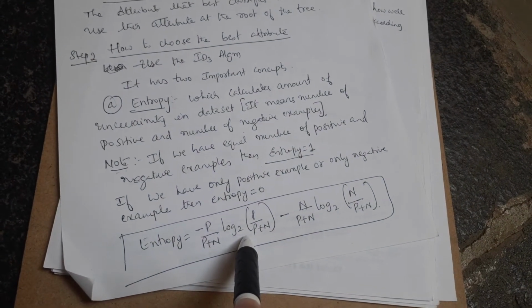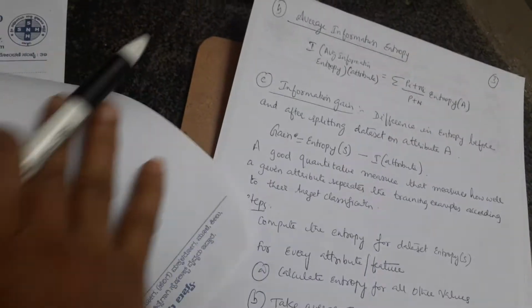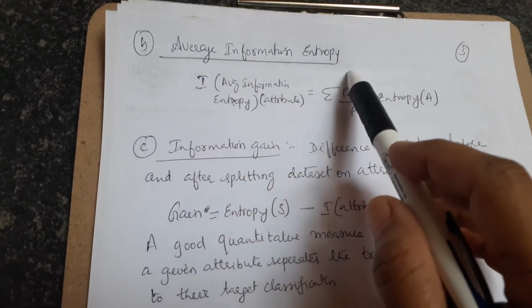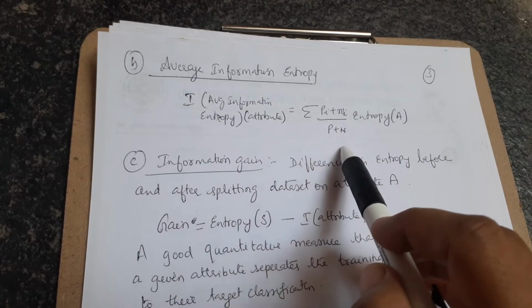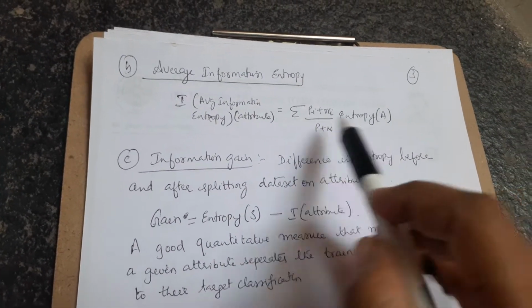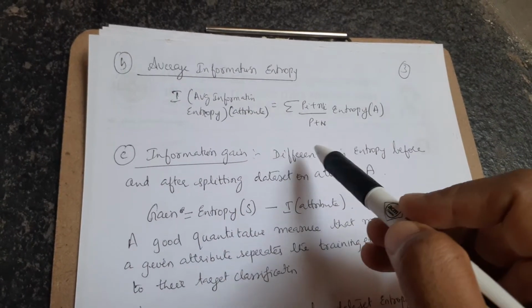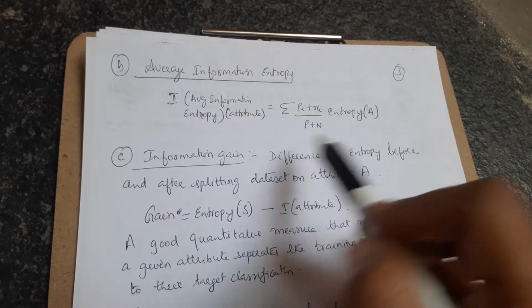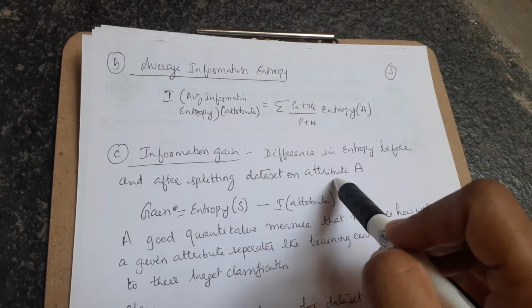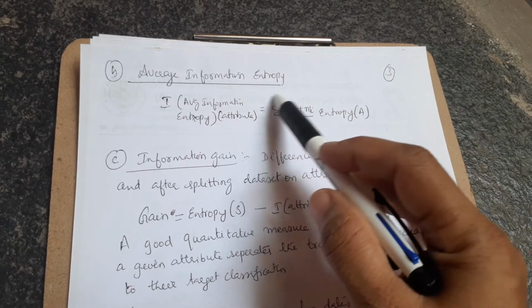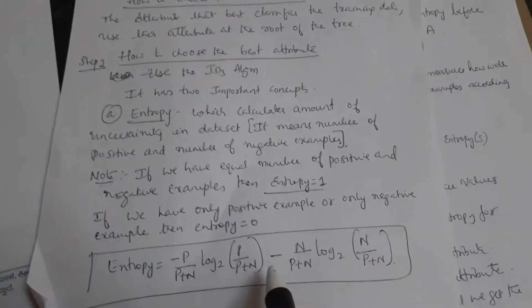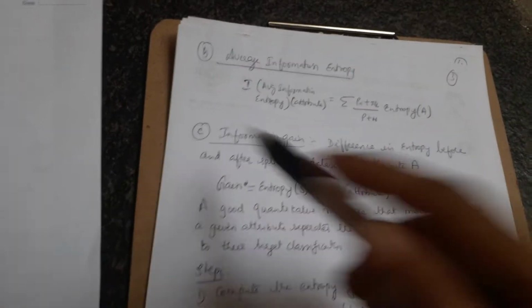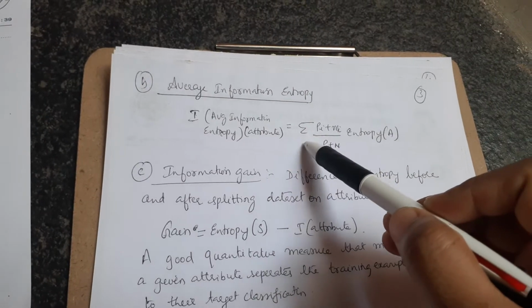This is the formula to calculate the entropy. The next value we have to calculate is the average information entropy. This is for every attribute; we have to calculate the average information entropy for every attribute. Then we have to calculate the information gain, which is the difference in the entropy before and after splitting the dataset on attribute A. That is, the whole class entropy minus the entropy corresponding to the attribute.